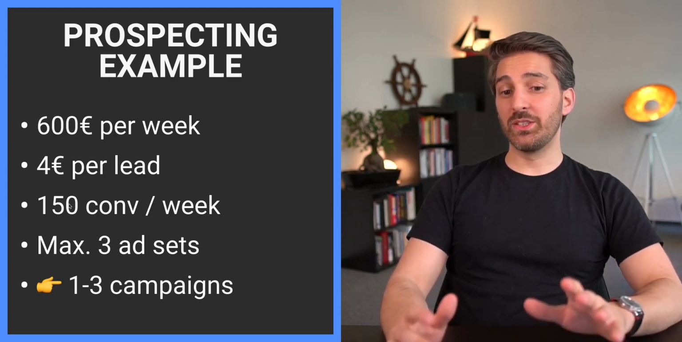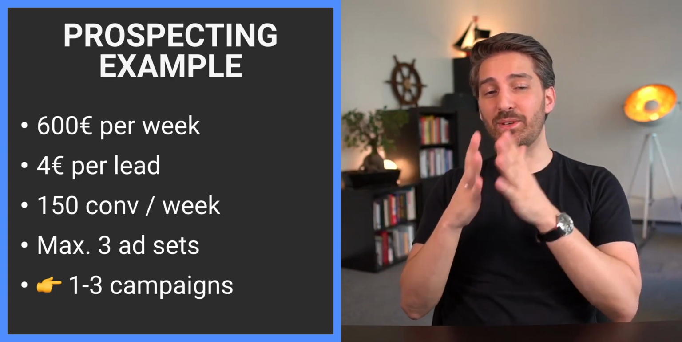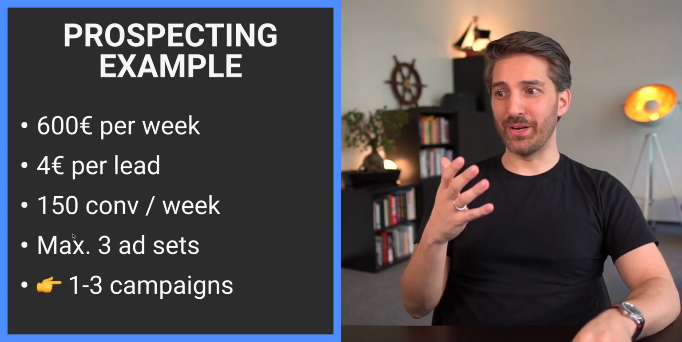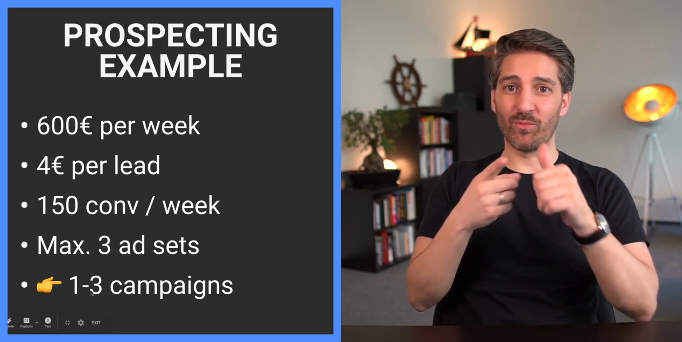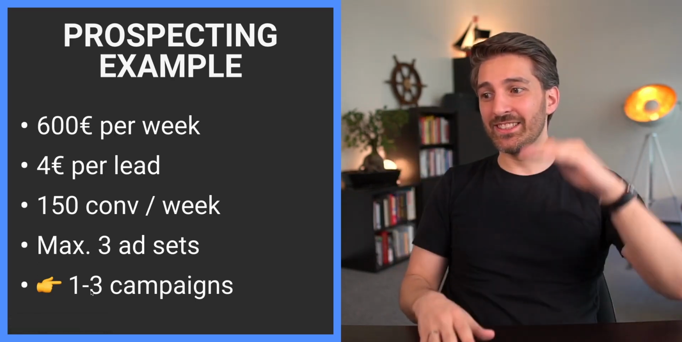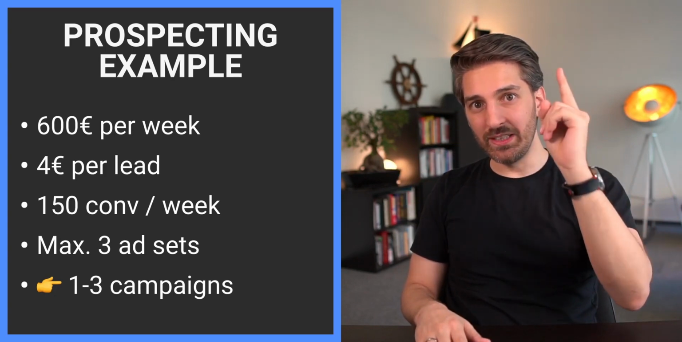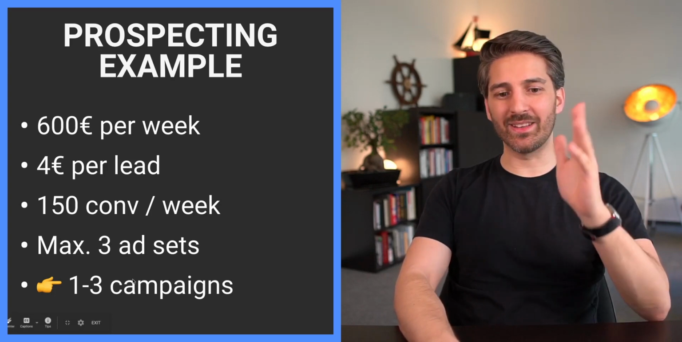That means you get 150 conversions per week. And if you need at least 50 per campaign, per ad set, you can only have 3 ad sets, and that means you can have 1 campaign with 3 ad sets or 3 campaigns with 1 ad set each. So let's say you want to do the perfect setup for 3 campaigns. How would that look?